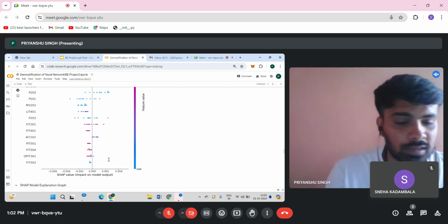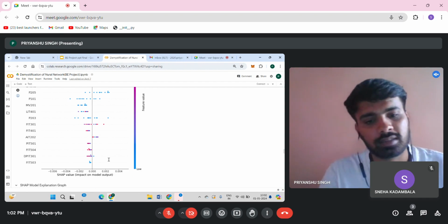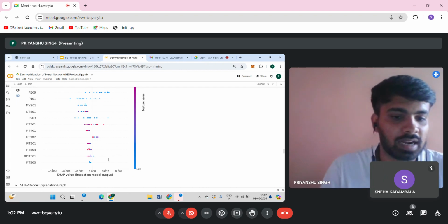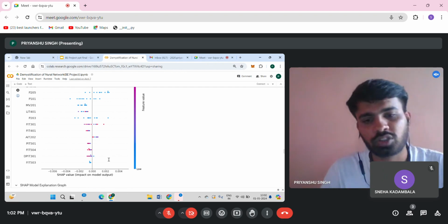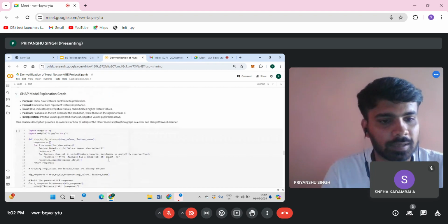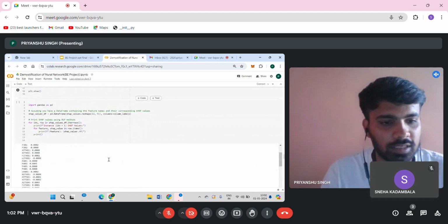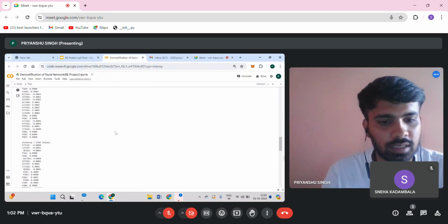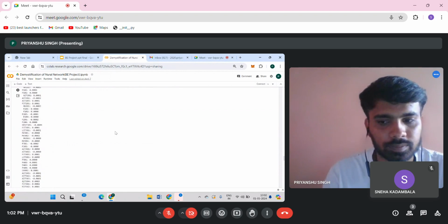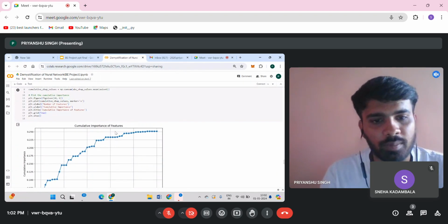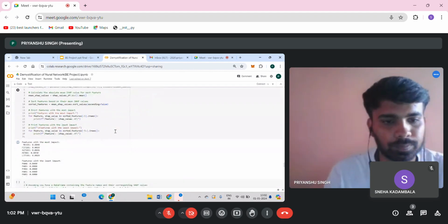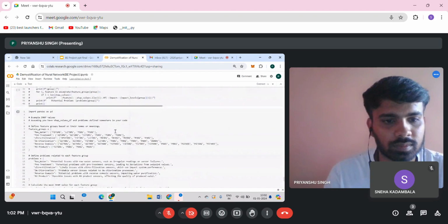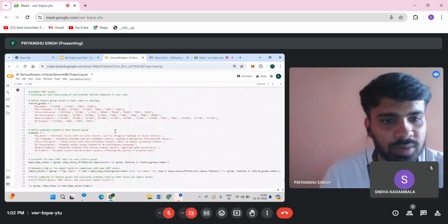And as you can see on the x-axis, it has positive as well as negative values. The positive values mean it is contributing positively in the model, and the negative values show that it has a negative contribution in the model prediction. These are the SHAP values with the help of which we plotted the graph which we have seen. This is the cumulative importance of the features. This is the main part of the NLP.